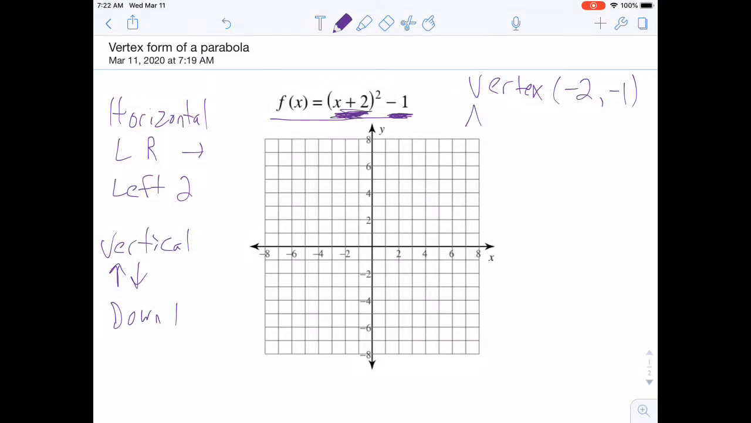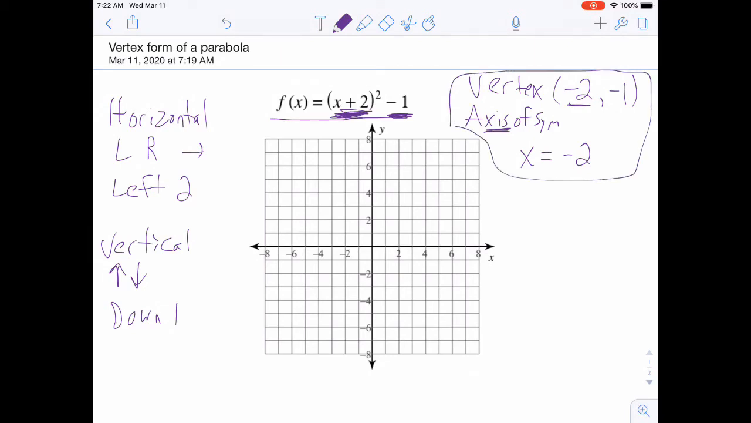If I want to relate this to axis of symmetry, remember, axis of symmetry, I use the x part of the word axis. X has to be an x equals equation. And it's the x value that would cut this parabola in half, which is the x value of my vertex. The axis of symmetry goes through the vertex, so x equals -2 would be my axis of symmetry. If I'm just talking about vertex and axis of symmetry, I'm done here.